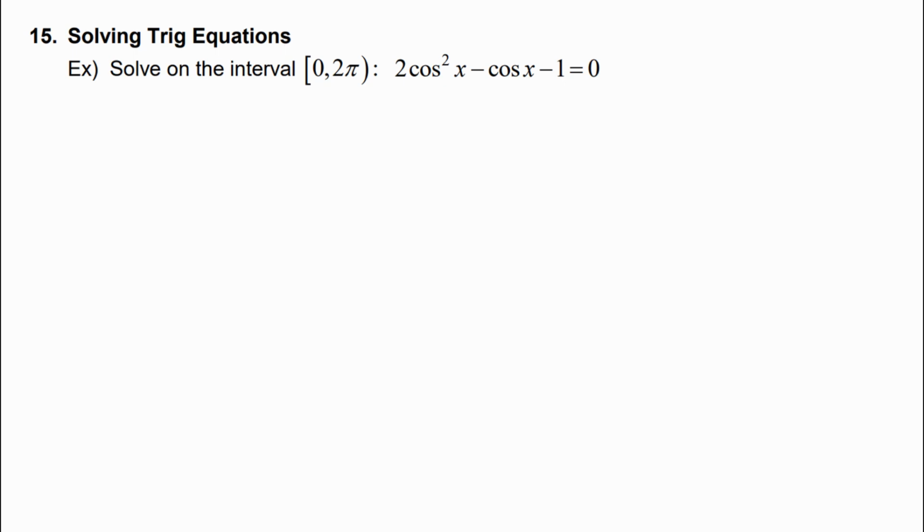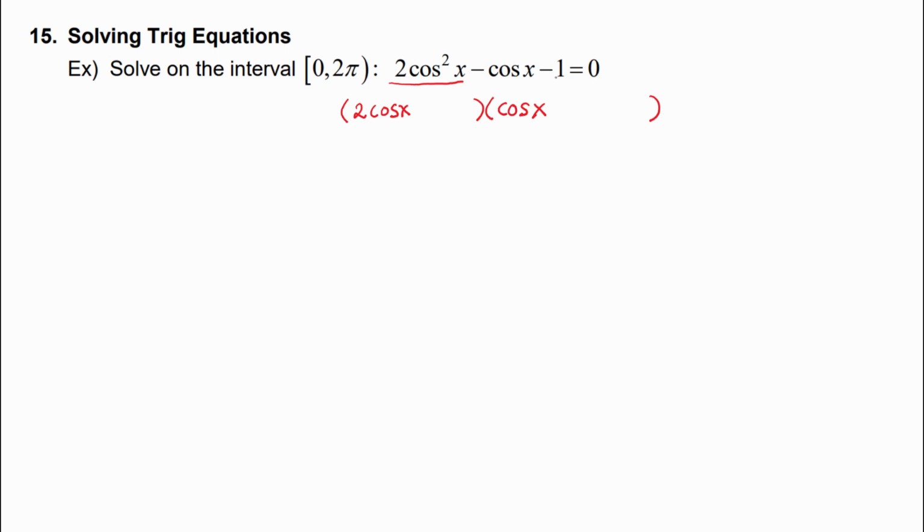Next example, solving trig equations. Solve on the interval 0 to 2 pi the equation 2 times cosine squared x minus cosine x minus 1 equals 0. How do you solve such an equation? Yes, you factor. Since my first term is 2 cosine squared x, you can look at that as the product of 2 cosine x times cosine x. That would give you 2 cosine squared x.